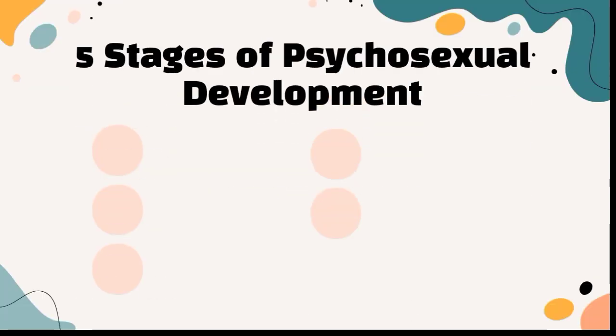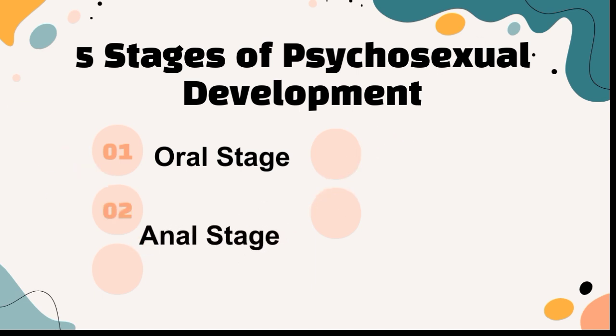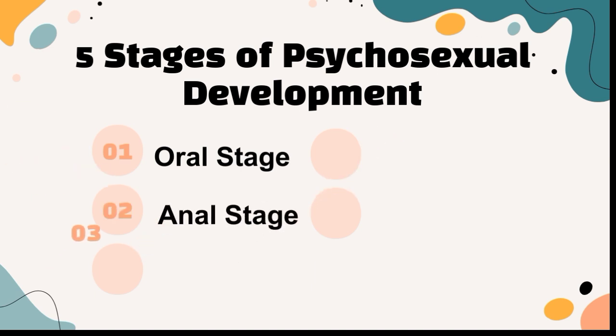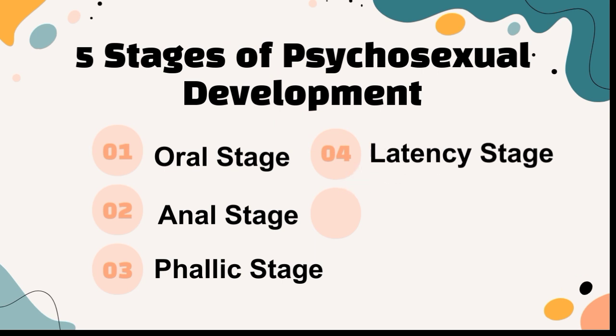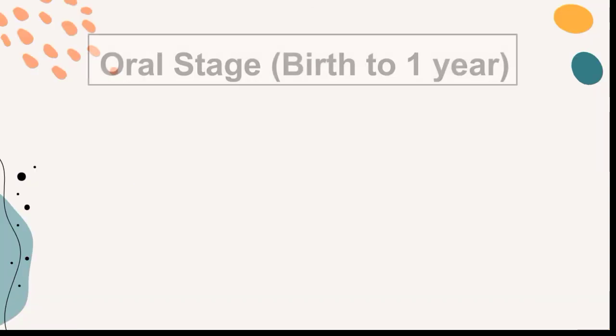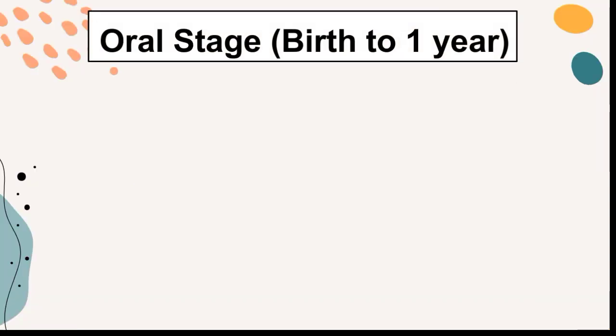We have here the 5 stages of psychosexual development. First is the oral stage. Second is the anal stage. Third is the phallic stage. Fourth is the latency stage. And the fifth is the genital stage. The first is the oral stage, birth to 1 year.